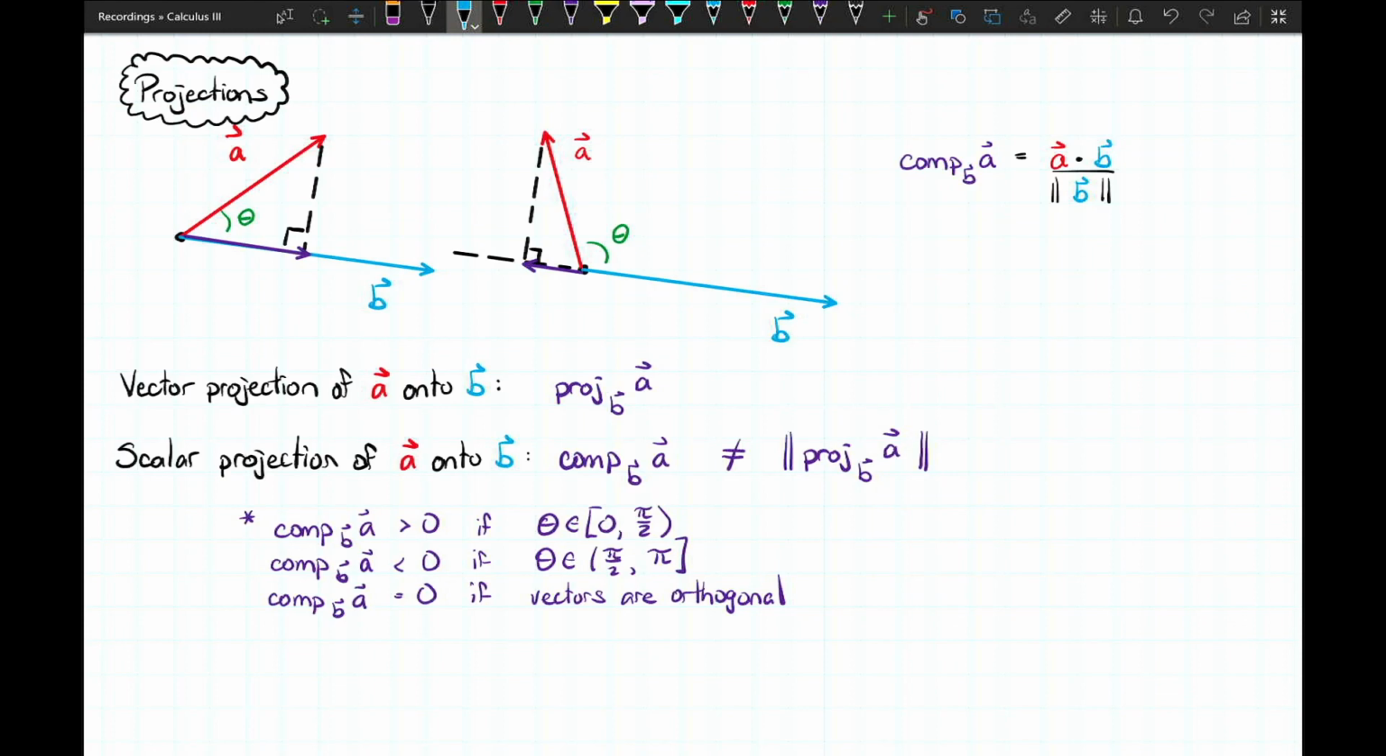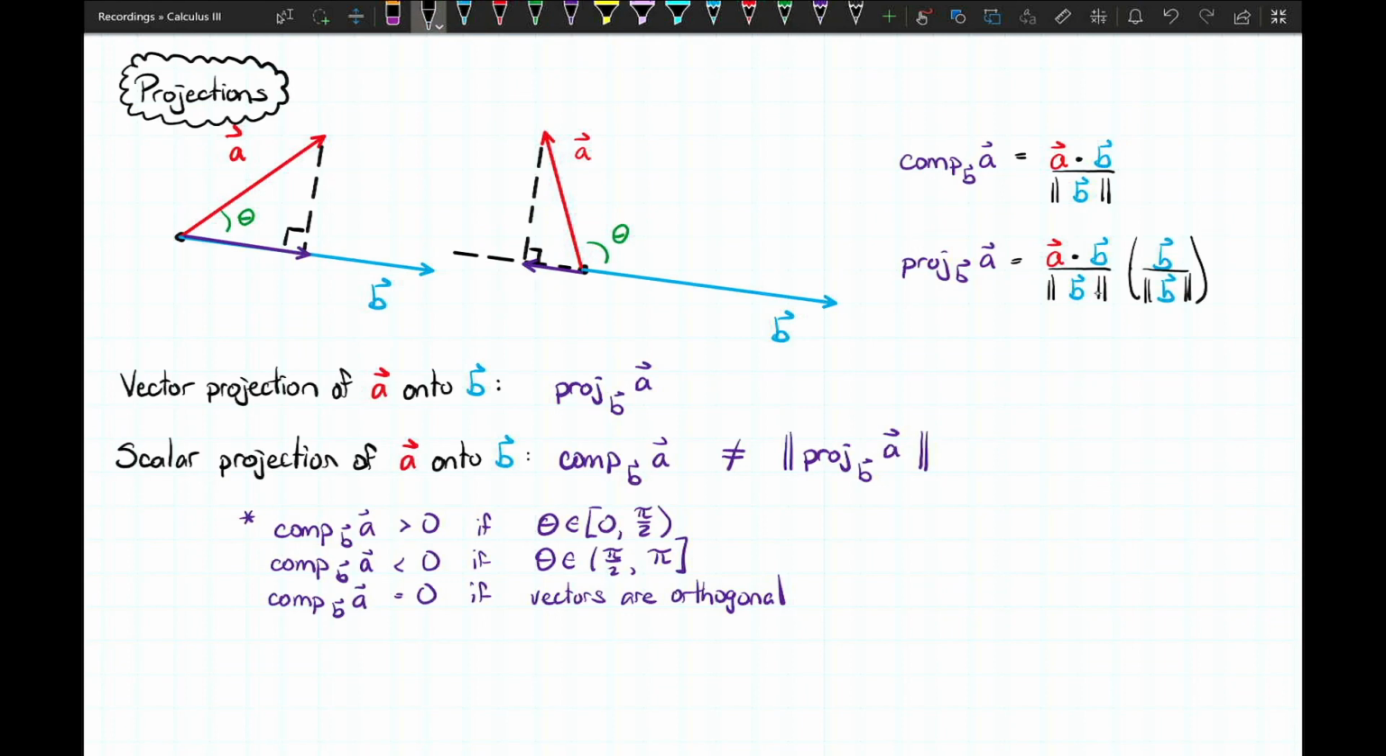The scalar projection of a onto b can be written in the form of the dot product of a and b divided by the norm of b. From there, we can come up with the vector projection of a onto b. We simply just need to multiply by a unit vector in the direction of b. And a unit vector in the direction of b is simply just b over its norm. So we take the scalar projection and we multiply that by b over its norm.